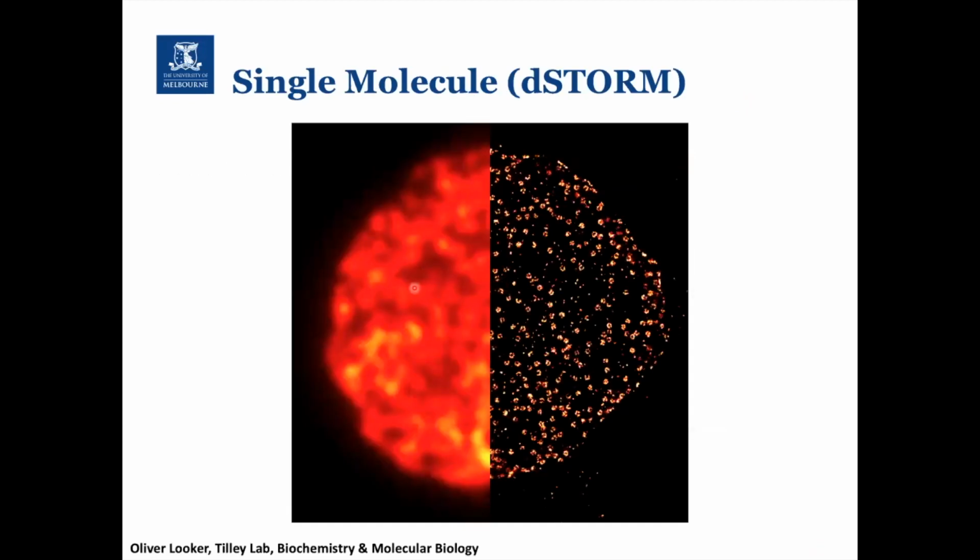So again, this is the malaria parasite, imaged in wide field on the left versus single molecule imaging on the right-hand side. These little horseshoe donut shapes are about 100 nanometers across. These single molecule methods will get you down to about 20 nanometers resolution.